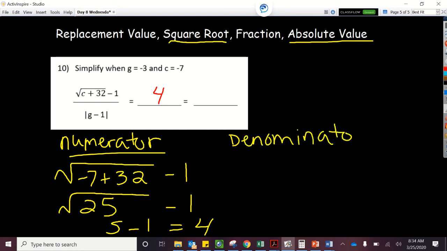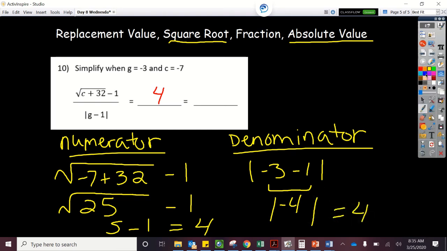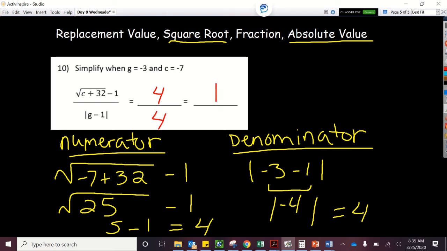This is where it dealt with the absolute value. So I had the absolute value of g, which is negative 3, minus 1. So in here, you are going to subtract first, right, before I can take the absolute value of whatever that is. So negative 3 minus 1 would give me negative 4. But I'm still taking the absolute value of this, and the absolute value of negative 4 is 4. So you should have had 4 over 4, which would give you a final answer of 1.